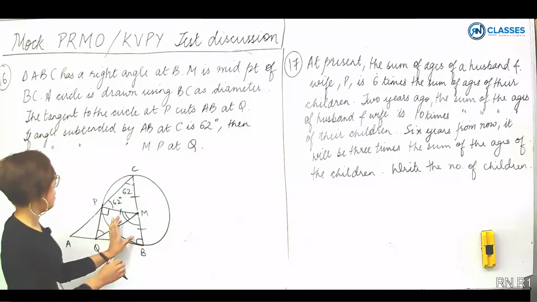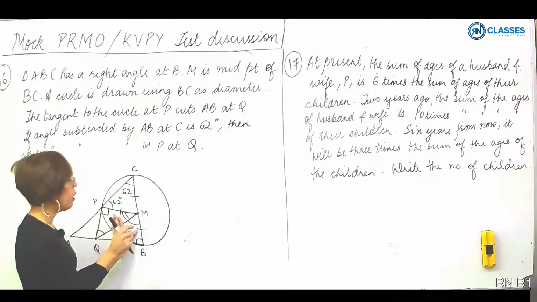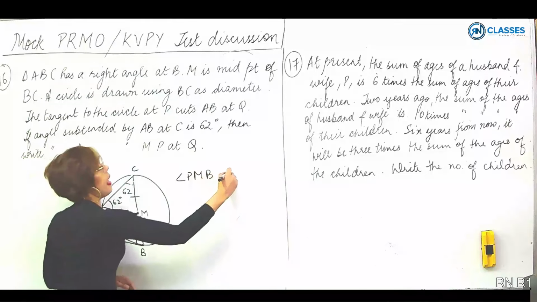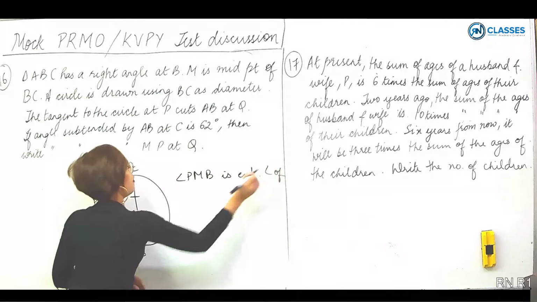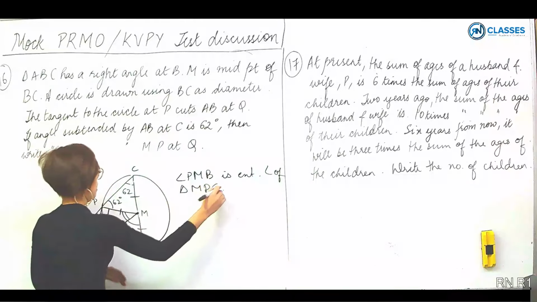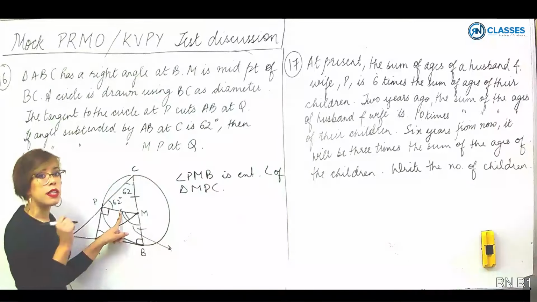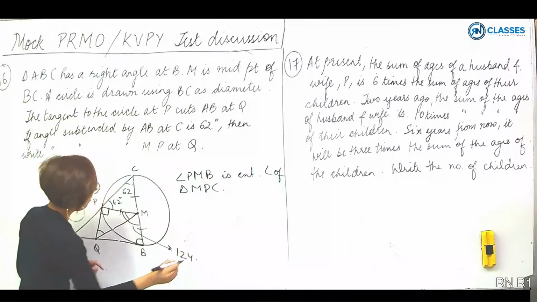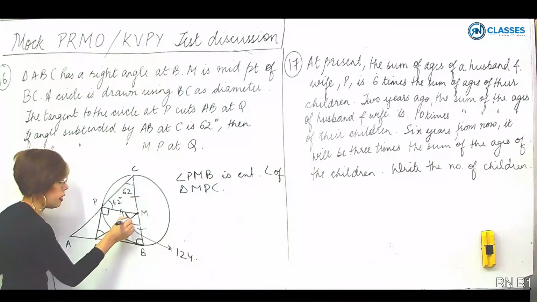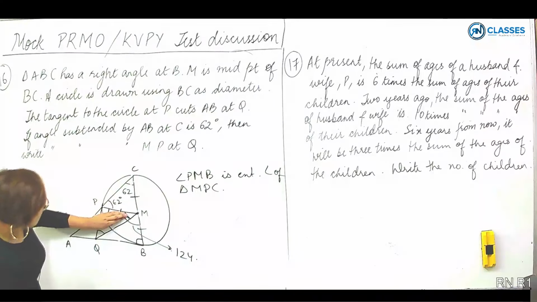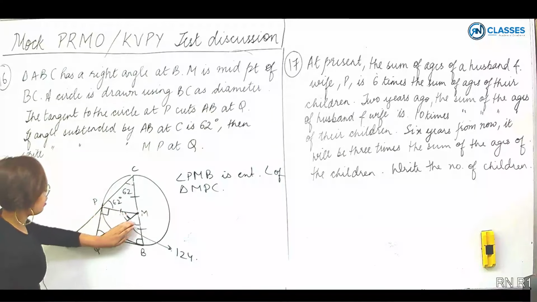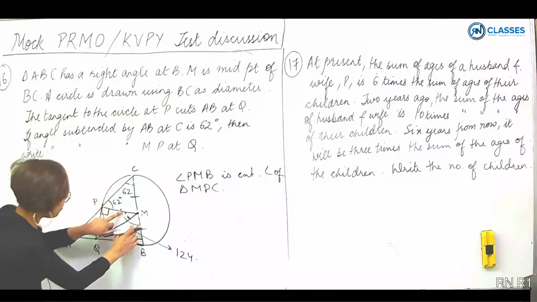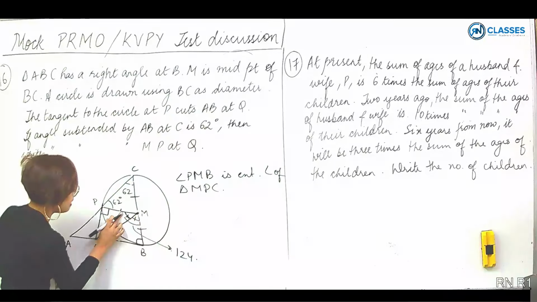Now mind it, this angle is the exterior angle of which triangle? MPC. Angle PMB is exterior angle of triangle MPC. That means this big angle is equal to the sum of interior opposites, as in 62 plus 62, which is 124. But I want this angle. Mind it, can't you see that this triangle MPQ and this triangle MBQ are congruent? So these two angles are equal. That means this will be 62.